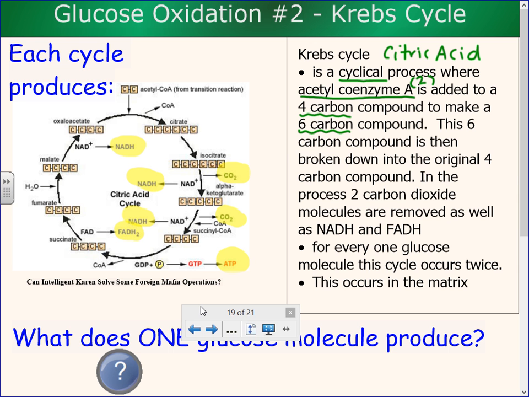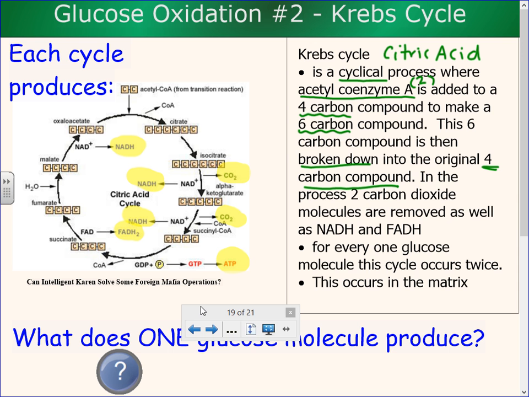Then, this 6-carbon compound is broken down so I can get the original 4-carbon compound back. If I compare this to the Calvin-Benson cycle, in the Calvin-Benson cycle, CO2 enters and joins that molecule, RuBP, and then eventually I get RuBP back. Same thing is happening here. Acetyl coenzyme A joins the cycle. It's added to this compound that has 4 carbons, makes something that has 6 carbons, and then eventually I get the original 4-carbon compound back again.